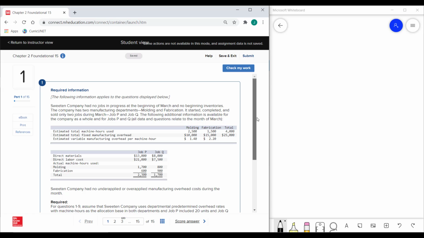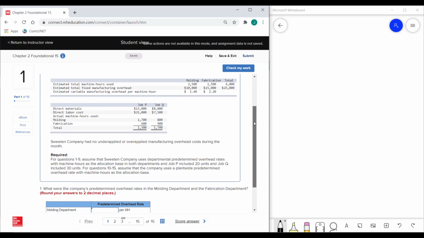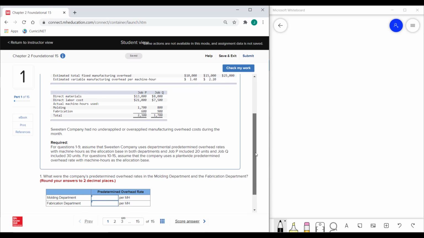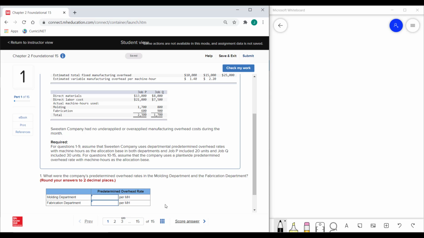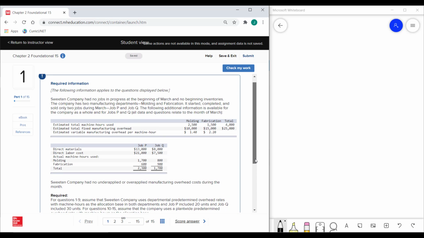Okay, so when you're doing it within Connect, it only lets you do one problem at a time, so we'll go one at a time here. As we're doing these problems, make sure to make note and keep track of all the answers, because a lot of these answers are needed for later questions. Okay, so let's take a look here.